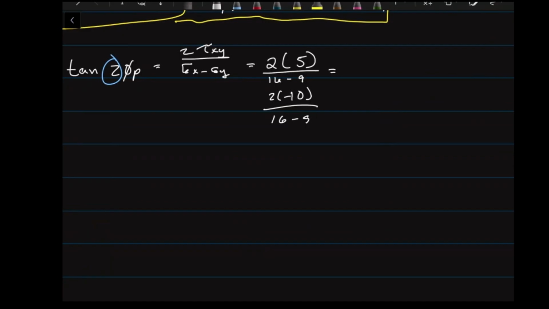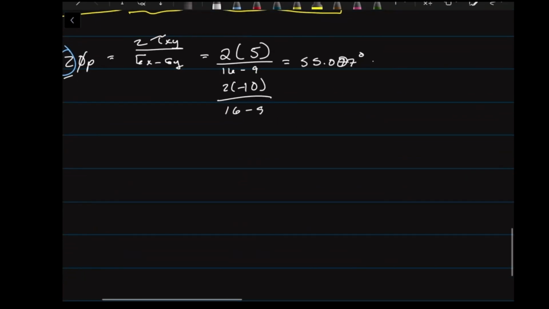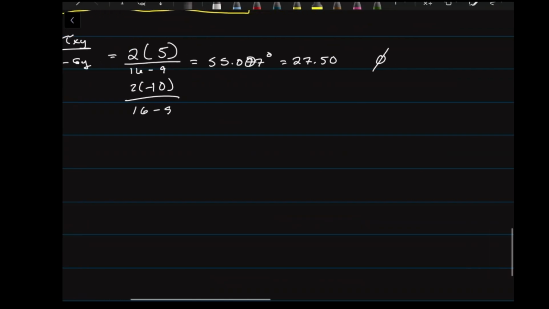Get your calculator. You're going to do the calculations. 2 times 5, 16 minus 9, you get 10 sevenths. You're going to take the inverse, that's right, the inverse tangent of that value. And what did you get? I got 55.0707 degrees. But remember, we have that pesky 2. Let's divide it. And you get 27.50. That means that theta p is equal to 27.50 counterclockwise. Remember, positive.